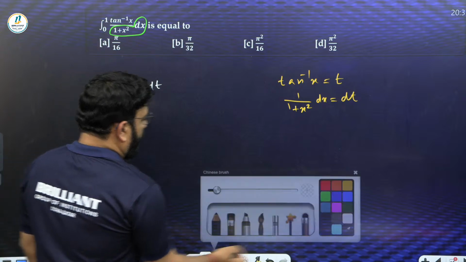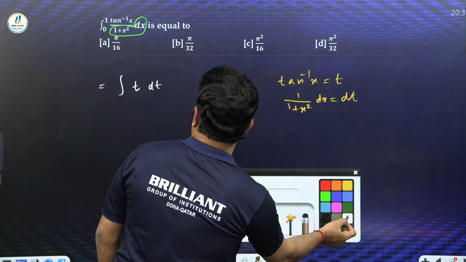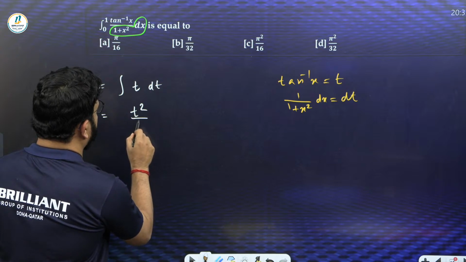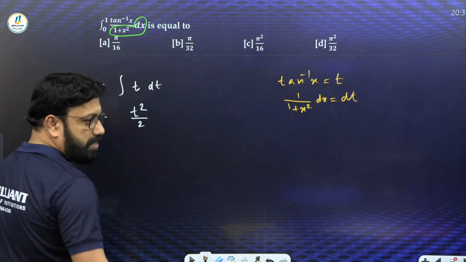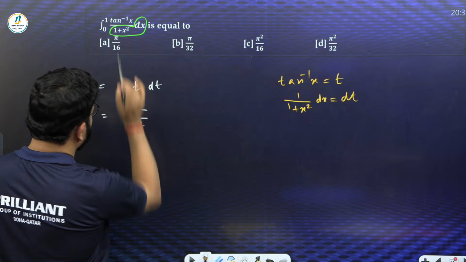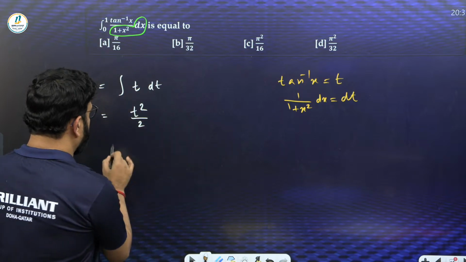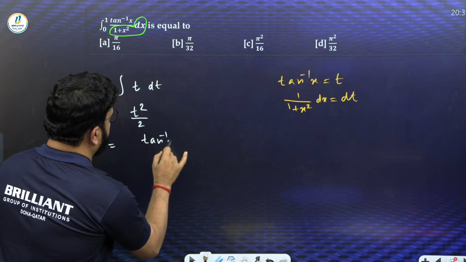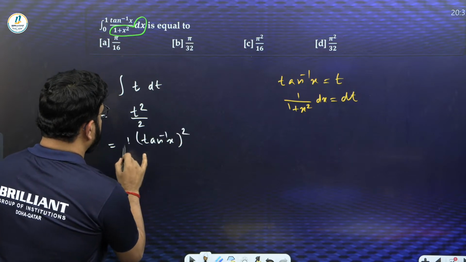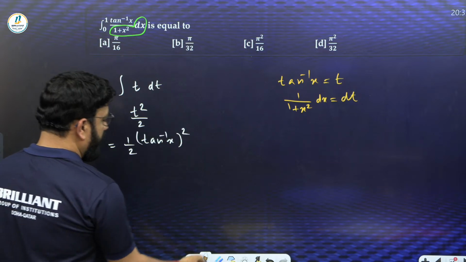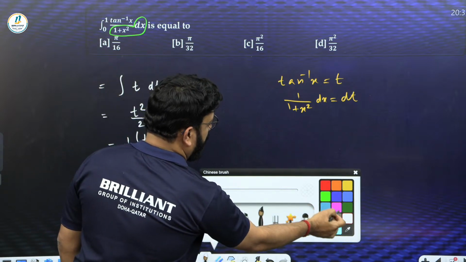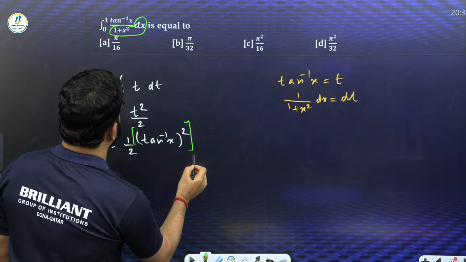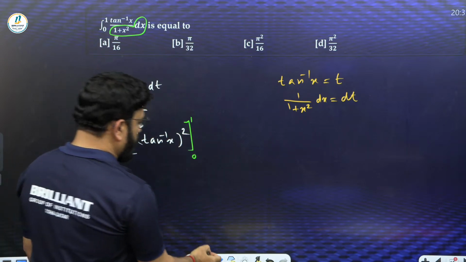Then what are we going to do there? The integral of t is t square by 2. No need for plus C because the limits are there. I didn't change the limit, I will tell why. t means tan inverse x, so it's half of tan inverse x whole square. Now I am going to apply the limits 0 to 1.